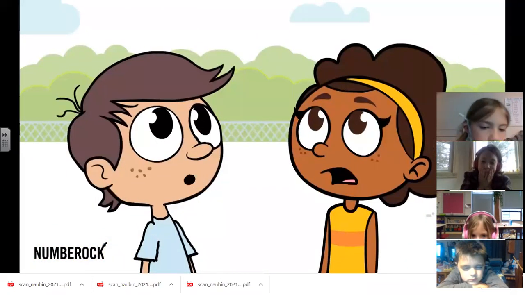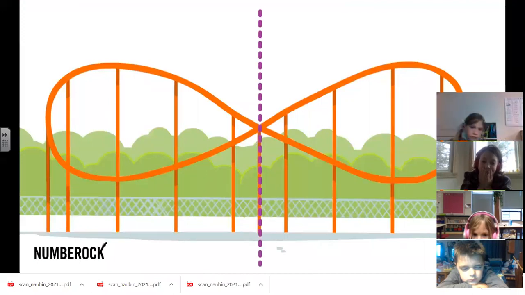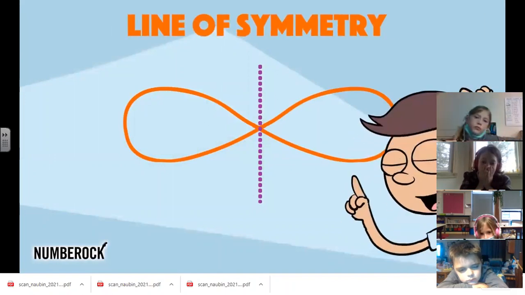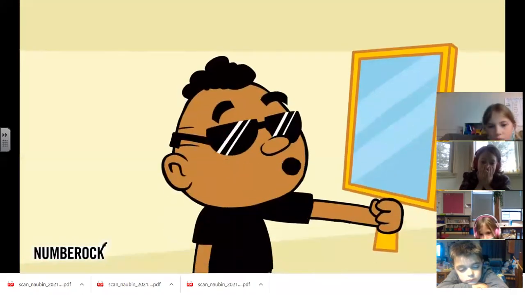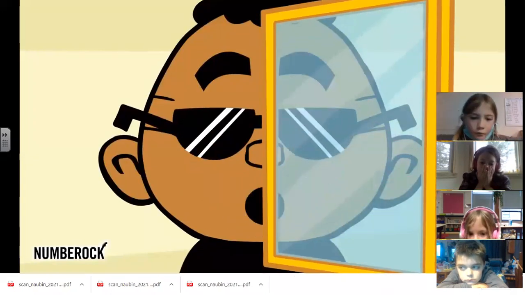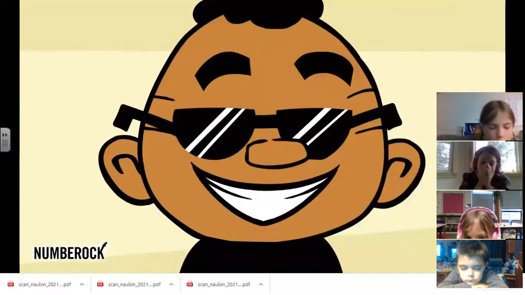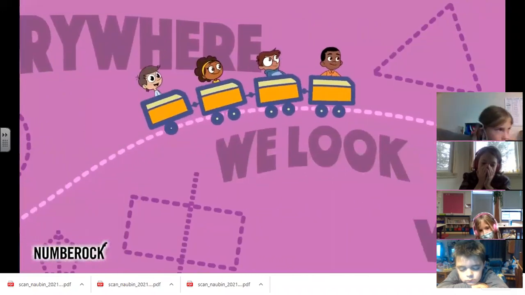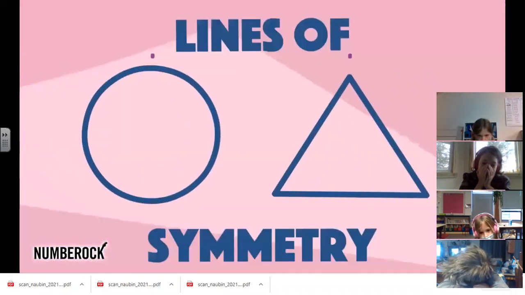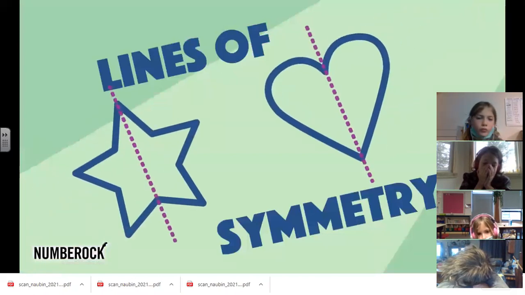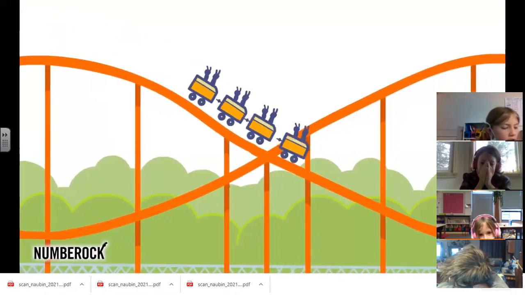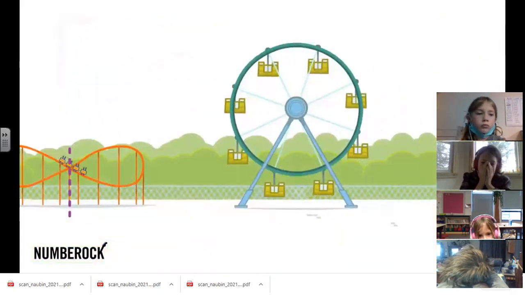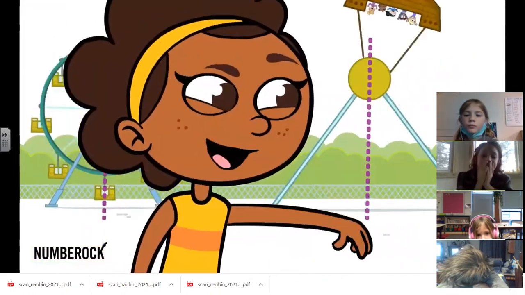We see the roller coaster's loop-de-loop has a line of symmetry between the loop. A mirror reflection on each side is where the lines of symmetry hide. Then we see a mirror and realize symmetry disguised right between our eyes. A line divides each side of our face. We see symmetry all over the place. Everywhere we look, we see line of symmetry, line of symmetry everywhere.